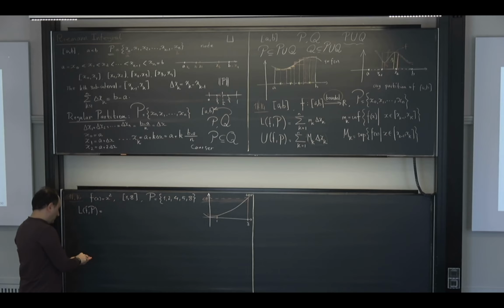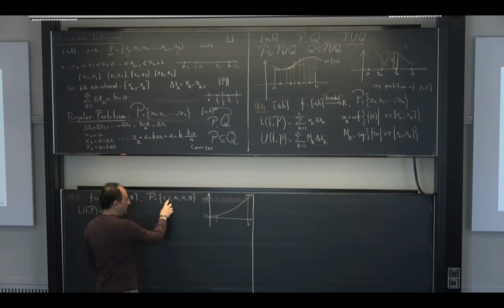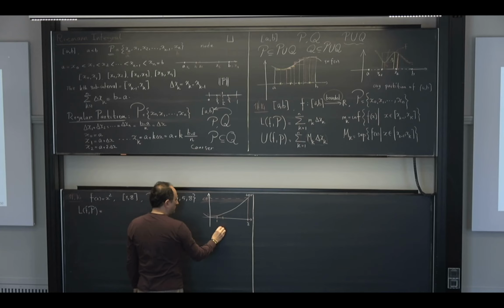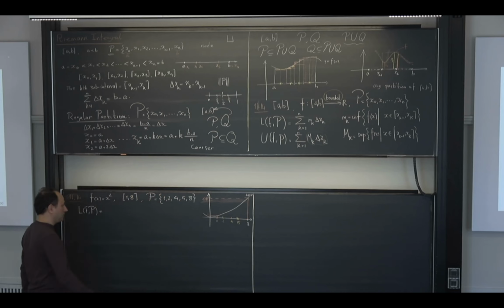And let me put the points. The next one is number 2. So here is 2, and then I have 4. This is 1. We can just write it like this. So it's not to scale, okay? But you understand what I mean. So this is my partition.